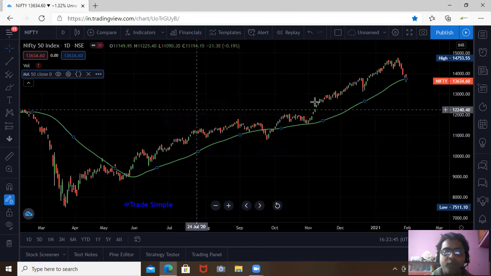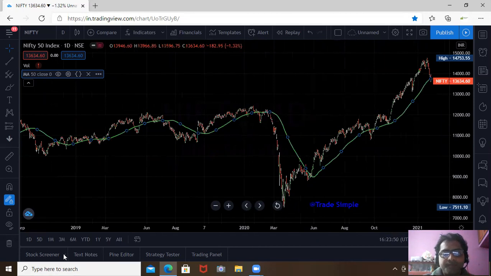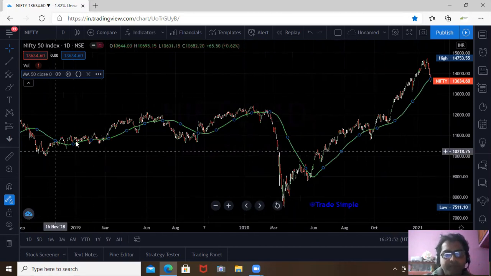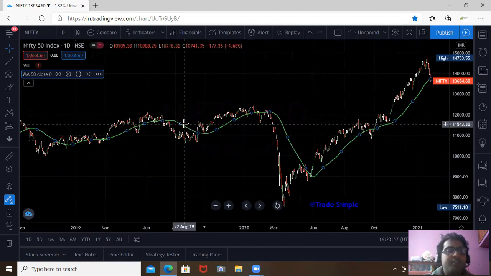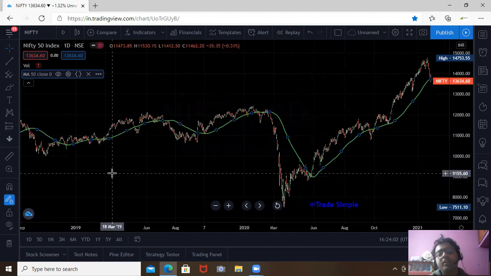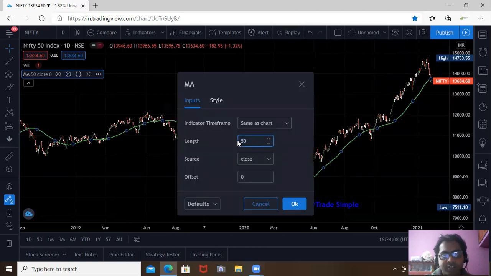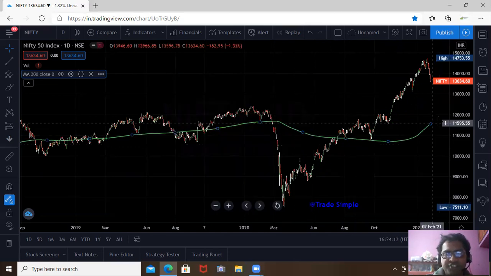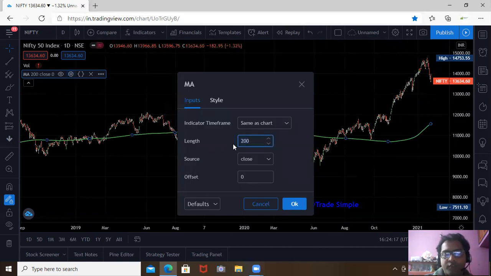This is the chart of Nifty, and you can see that till the time it is above the moving average, we can consider that the market is in a bullish phase. Although it's a 50 moving average, in general, the 200 moving average is used. You can change the moving average by changing it here. If you enter 200, it will automatically change. But today I am just considering the 50 moving average.